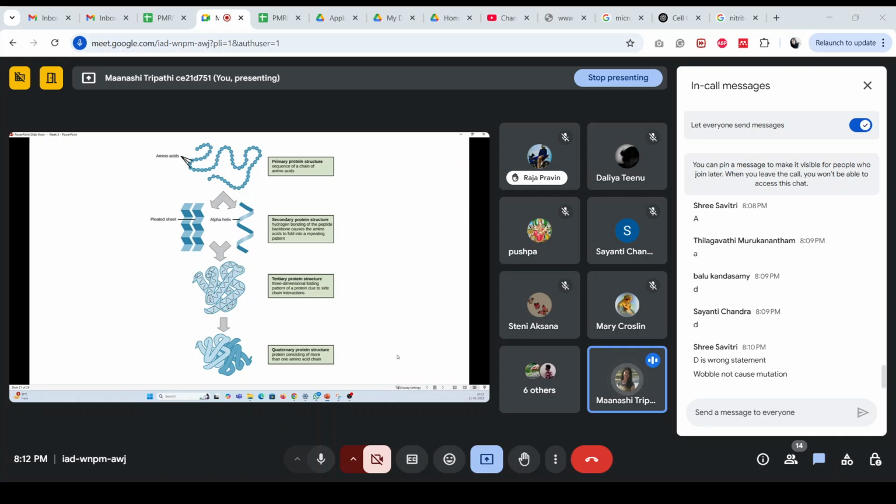Then next comes the tertiary protein structure. It is the three-dimensional folding pattern of a protein due to side chain interaction. So primary protein structure, then secondary protein structure, which has two types, pleated and alpha helix. The third is tertiary protein structure, which is three-dimensional. The next is quaternary protein structure, consisting of more than one amino acid chain. You can note this down. We'll move forward to the next one.